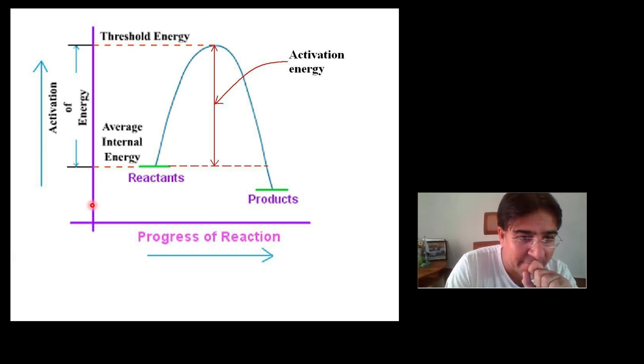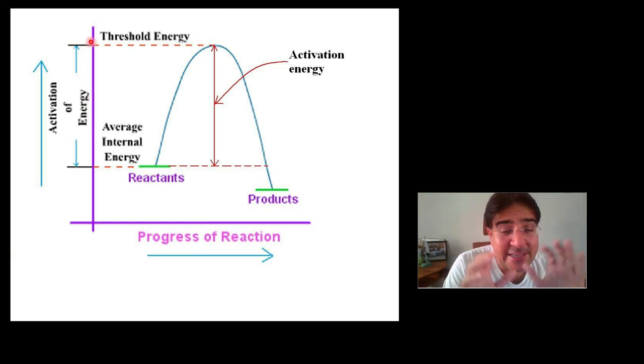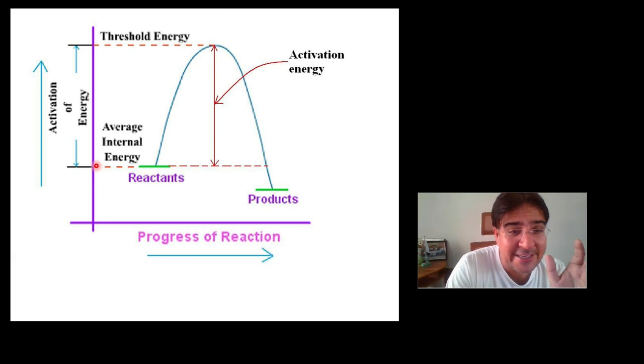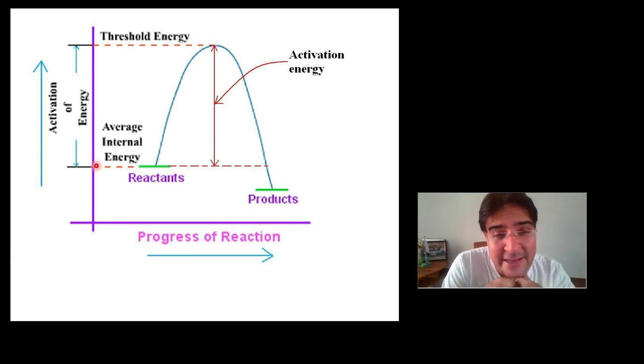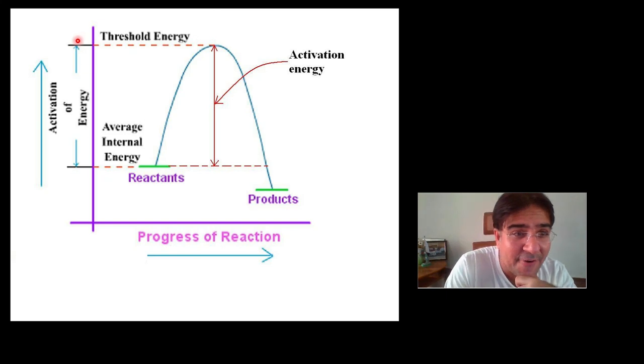Let's say this is 10, 20, 30, 40, 50, 60. The threshold is 60 and 20 is provided by the reactants. How much remaining? 40. This 40 is known as energy of activation. From this black line to this black line, this is the energy of activation. From this black line to this purple x-axis, the internal energy of the reactants. And from the purple line to the threshold, this is the total energy required.